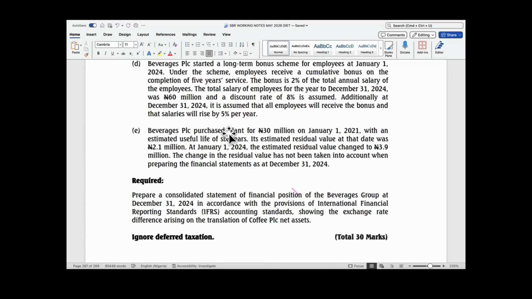The parent bought a plant for 30 million 3 years ago, right? Because this is 2024, he bought it January 1st, 2021. The plant has a useful life of 6 years, residual value of 2.1 million. At the beginning of this year, the residual value changed, and they have not taken that into account this year.